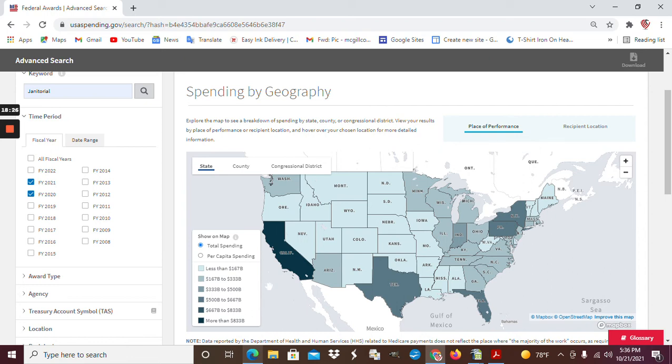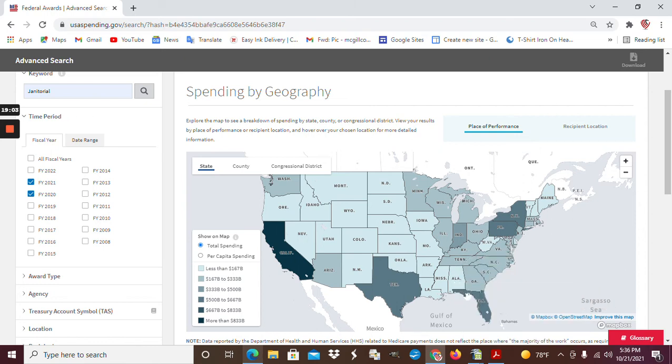Looking at this map, you're going to be able to see where the money has been going for janitorial. We're still on janitorial. $922 billion was spent in janitorial contracts in California. They've had the most pumped into their area. I think California might have been the first one to shut down when it came to the coronavirus in '20. But anyway, if you want to go into your state and see how much money is being put into that area, you're able to.